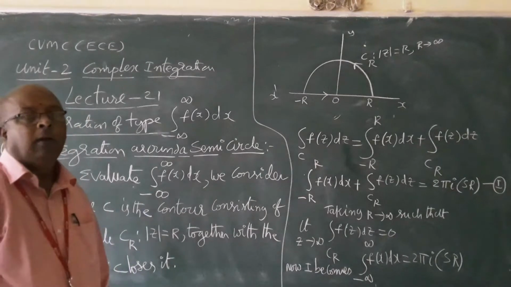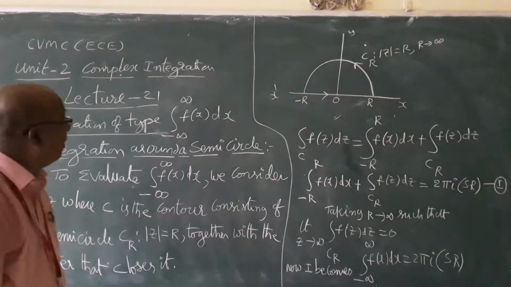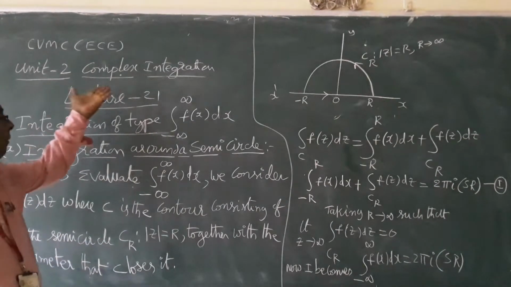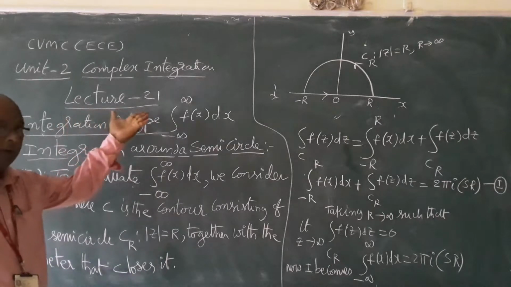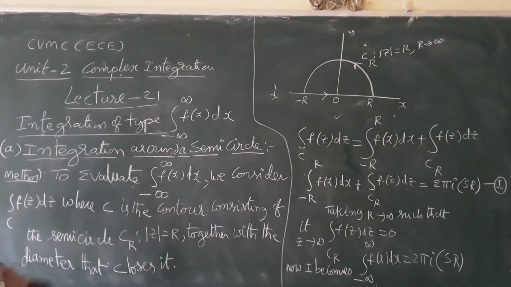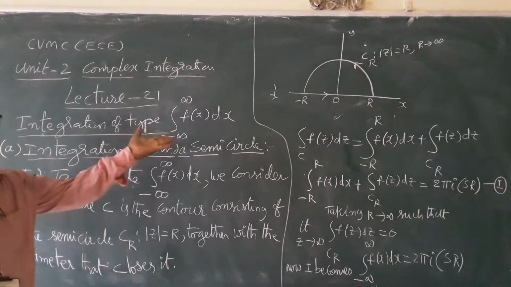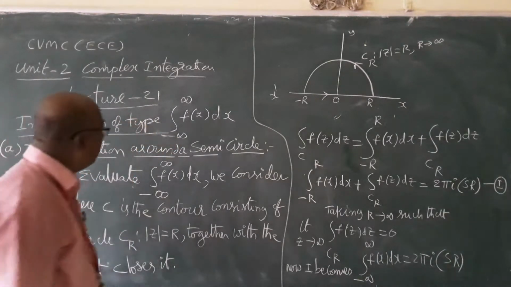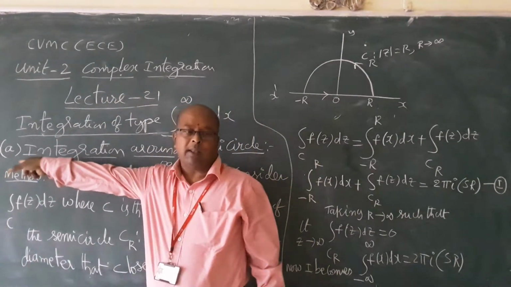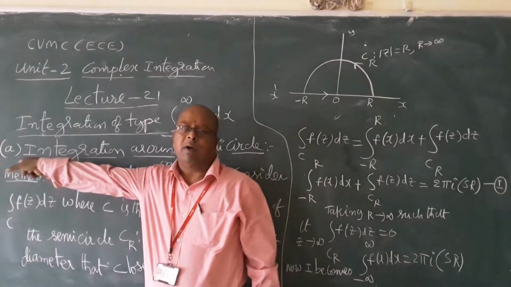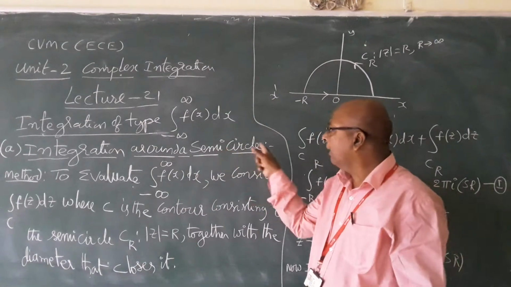Dear students, today our topic is Unit 2, Complex Integration, Lecture 21. New topic: integration of type integral from minus infinity to infinity of f of x dx. In this there are two parts, A and B. Our first part A is integration around a semicircle.